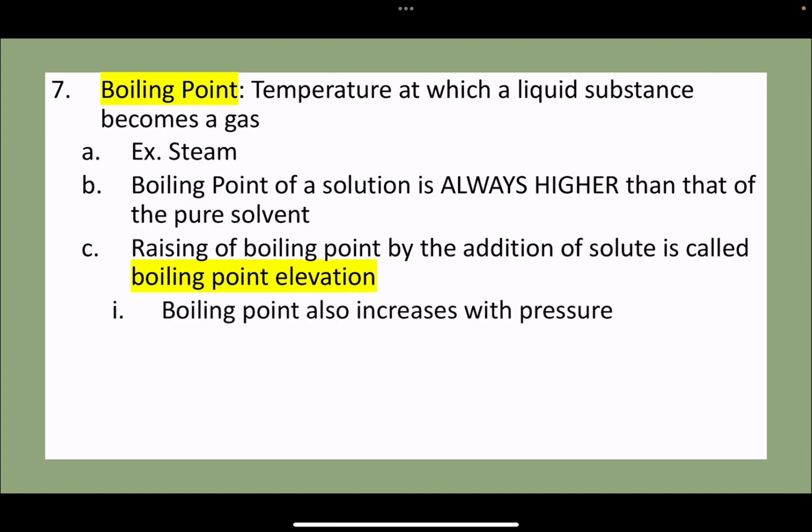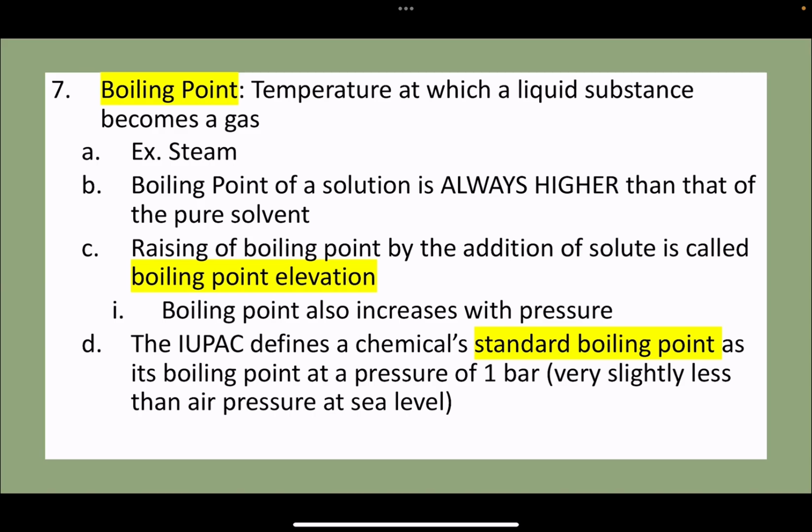However, and this is just a clarification, we should know that boiling point also increases with pressure. For this reason, the International Union of Pure and Applied Chemistry has defined the standard boiling point of a substance as its boiling point at a pressure of 1 bar. The bar is a unit used to measure pressure, and 1 bar of pressure is very slightly less than the pressure exerted by the atmosphere at sea level.